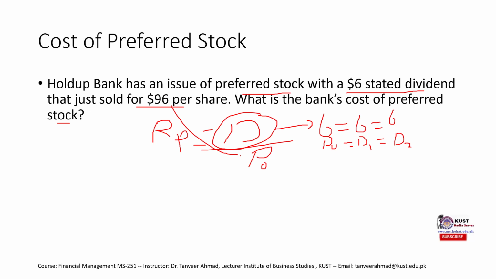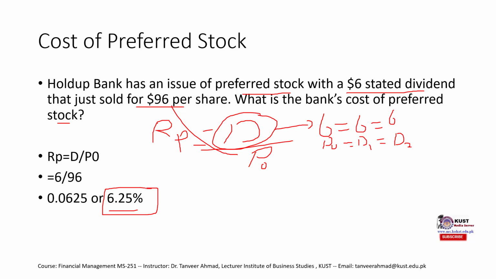the current price. So this is similar to the concept of perpetuity. We find the present value of perpetuity, it was C by R. So the formula is 6 by 96, it gives us the value of 6.25. So this means that the cost of preferred stock, if this firm issues a preferred stock, its cost would be 6.25.